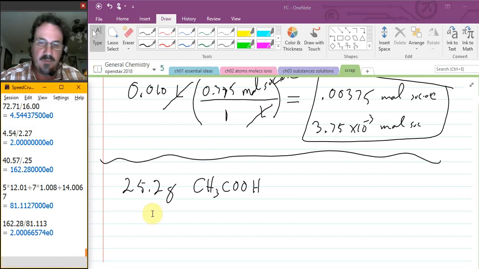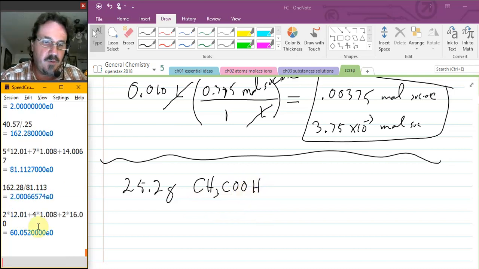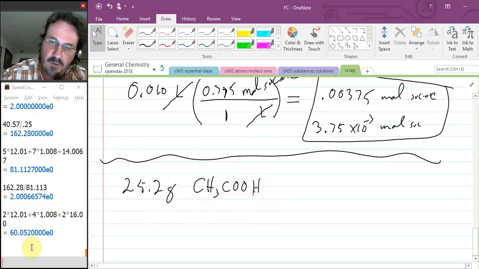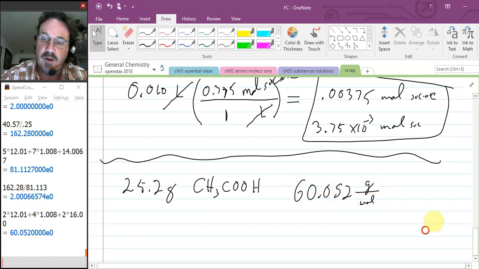Go to my calculator. I've got 2 carbons. So 2 times 12.01 plus, I've got, looks like 4 hydrogens total. So 4 times 1.008 plus, and I've got 2 oxygens. 2 times 16.00. Alright, 60.052. That's its formula mass. 60.052 grams per mole. Great, now I can use that number to convert.